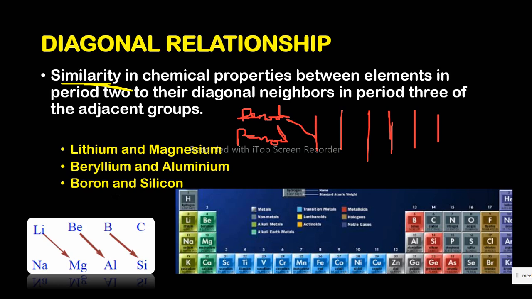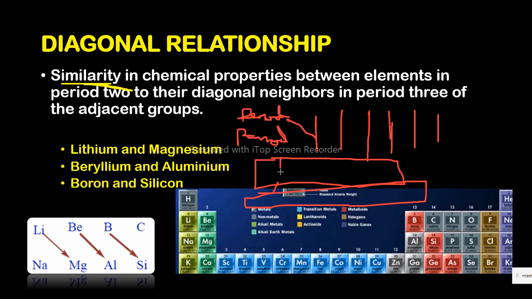Okay? So if this is my period 2, okay, and this is my period 3, so a member in period 2 has similarity in chemical and physical properties with a member in period 3, but with a diagonal member in period 3, but of the adjacent groups, this group and this group. So the relationship automatically becomes for these two elements.